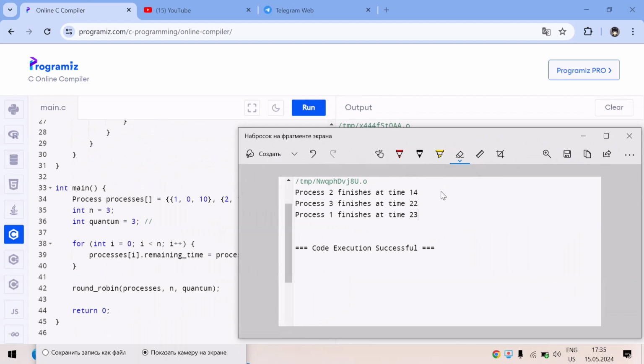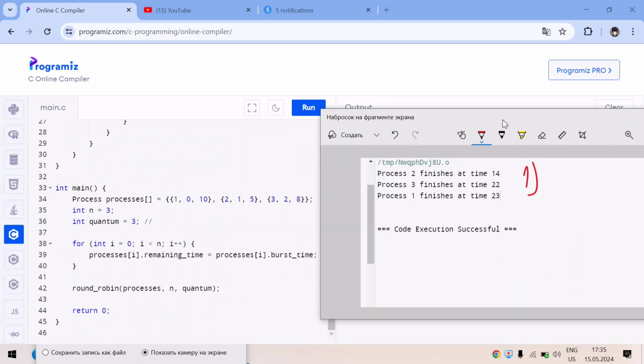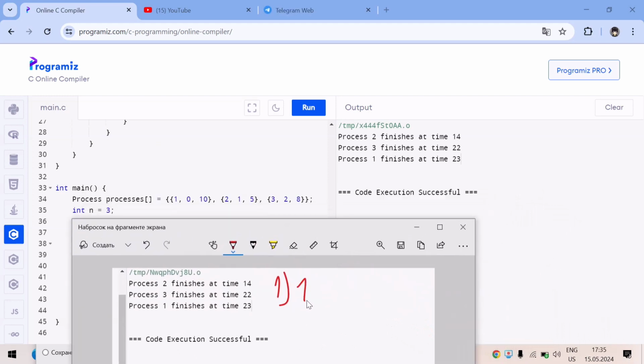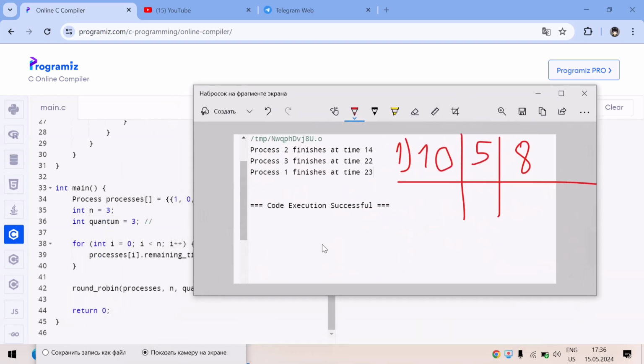For example, in this first round, we have these processes. The first process has remaining time 10, then 5, and 8. This is our 3 processes, and our quantum, let me write this as Q, is 3. In the first round, we executed 3 time units, and we have remaining time 7, and 5 minus 3 is 2, 8 minus 3 is 5.